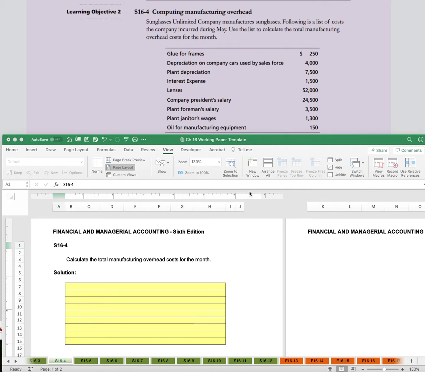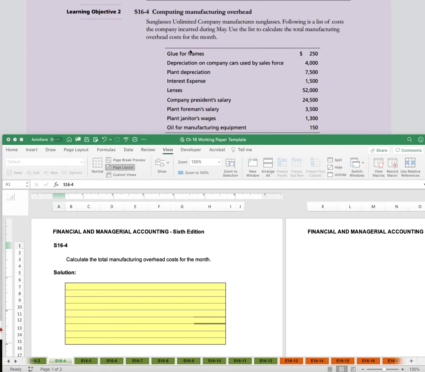Overhead. I have the textbook pulled up on the upper part of the screen and the Excel working paper template on the bottom part of the screen so that we can use that to calculate our answer. Sunglasses Limited Company manufactures sunglasses. Following is a list of costs the company incurred during May. Use the list to calculate the total manufacturing overhead costs for the month.